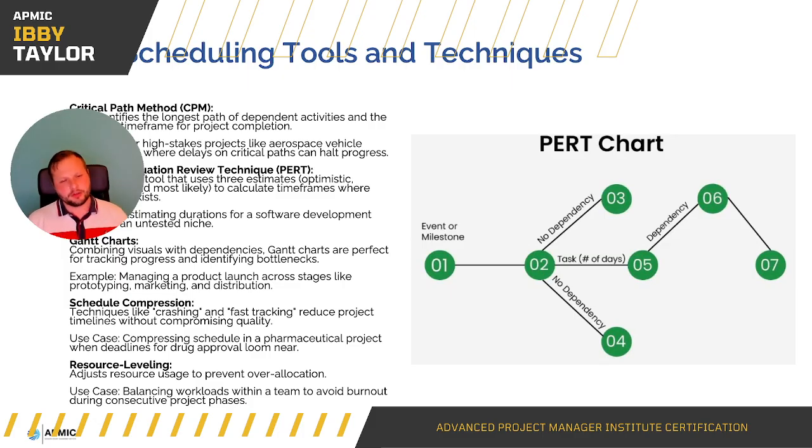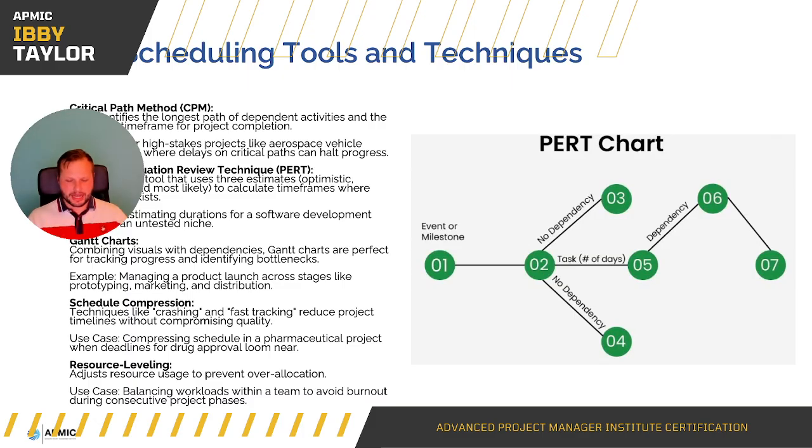So Gantt charts then combine visuals with dependencies, and they're perfect for tracking progress and identifying bottlenecks. Now, schedule compression. Techniques like crashing and fast tracking can reduce project timelines without compromising quality. So when you've got things that aren't on the critical path, can you fast track? Can you bring something around? Can you do things at the same time? Can you bring in more resource to fast track something?